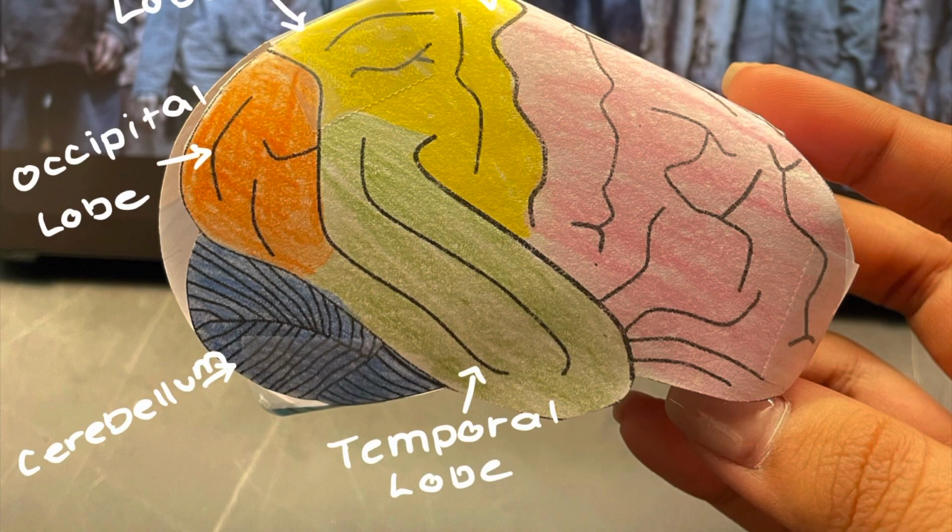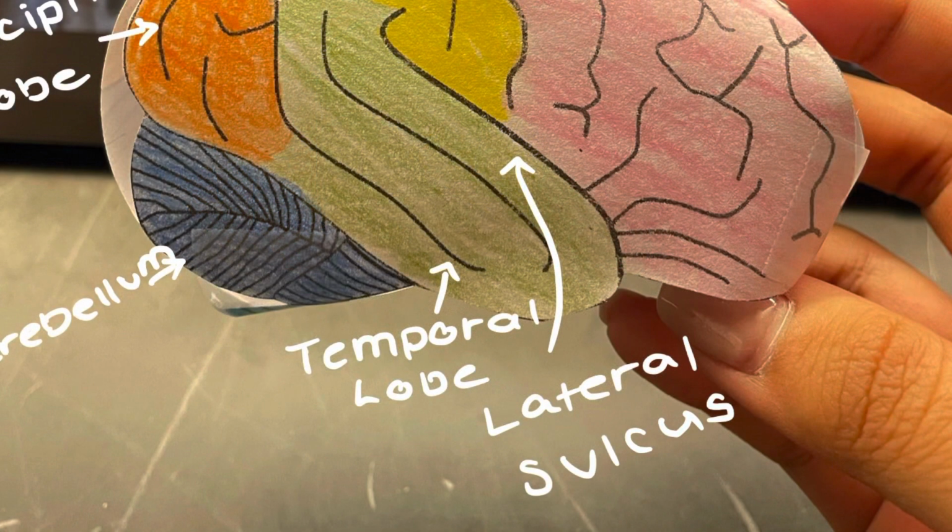Next, we have the temporal lobe, which is located on the side of the brain, and its function is to help process auditory information. Next, we have the lateral sulcus, which is located on the side of the brain, and its function is to separate the temporal lobe from the frontal and parietal lobes.